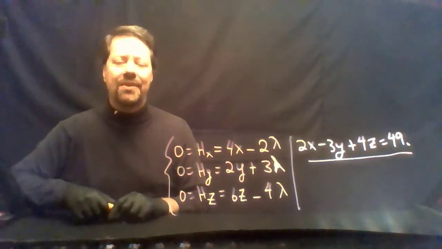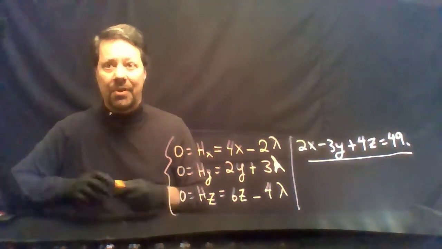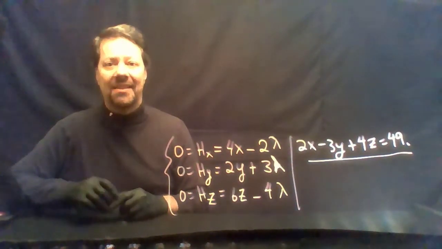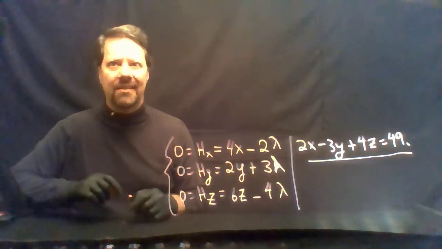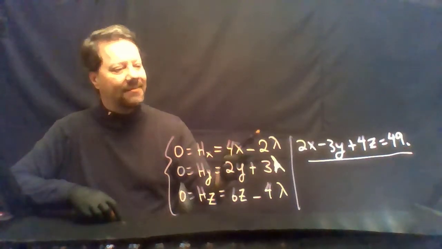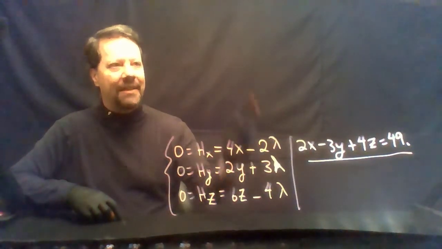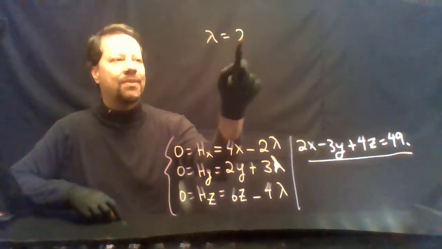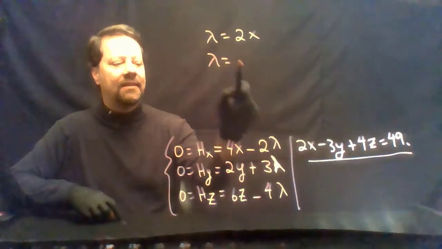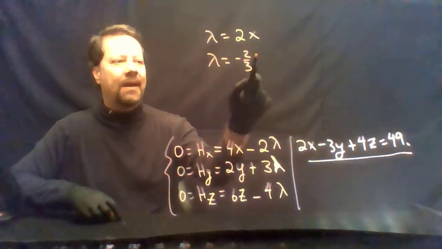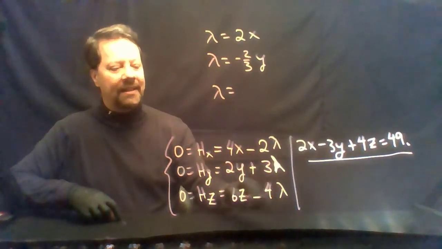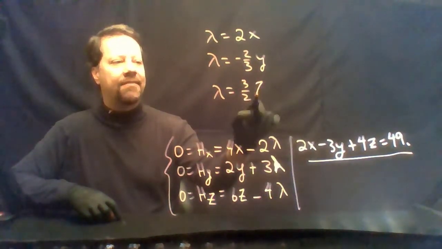I have found that students have the most difficulty solving these systems of equations. So do as many problems as you can so you can work out the kinks in your algebraic skills. As per usual, algebra is the biggest obstacle. On the first equation, if we solve for lambda, we'll get lambda equals 2x. And on the second equation, if we solve for lambda, we'll get lambda is negative 2/3 y. And on the fourth equation, we'll get lambda is 3/2 z.